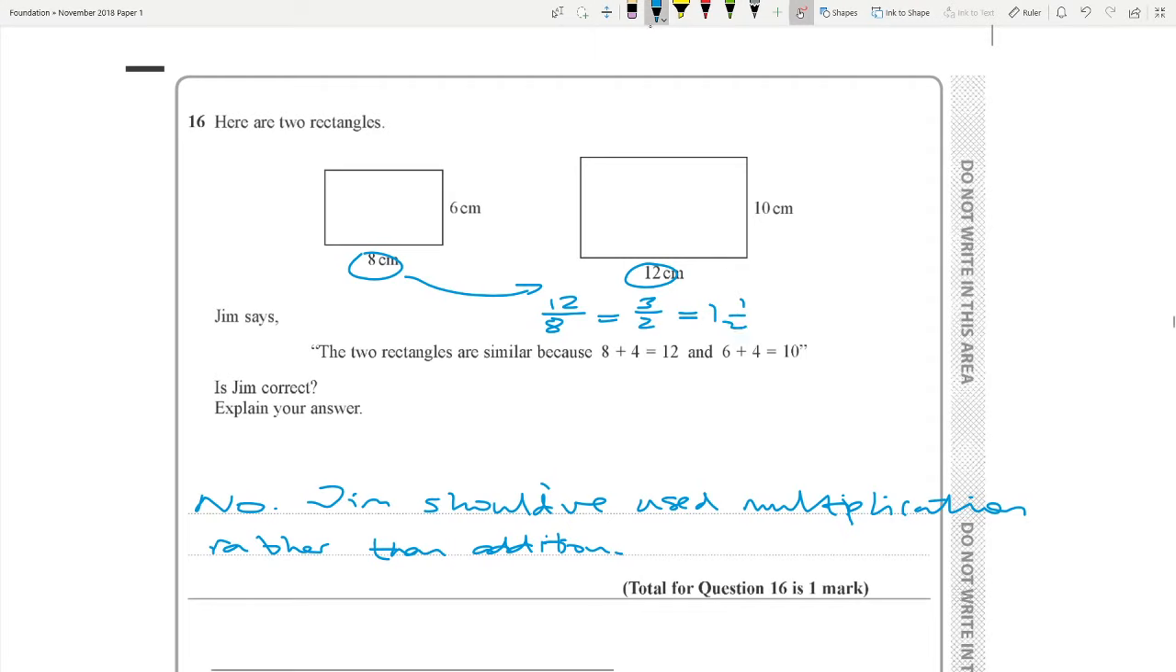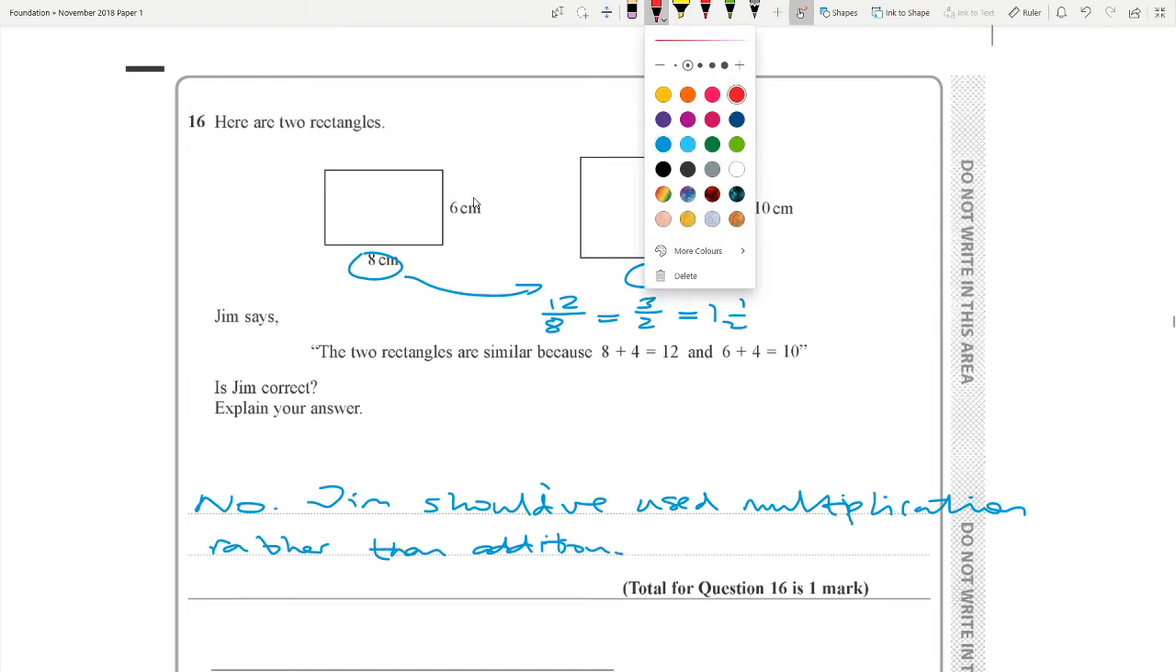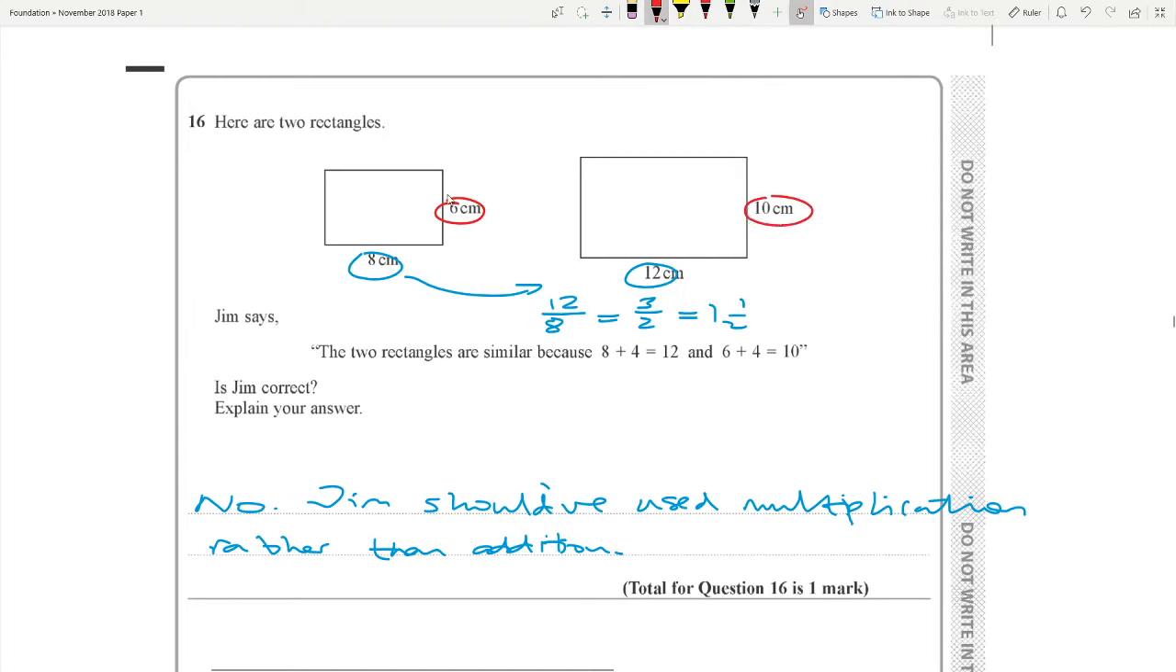But look at 6 and 10. What's the scale factor for 6 and 10? Well, what do you times 6 by to get to 10? Do the opposite again. So to get from 6 to 10, you can do 10 divided by 6, which cancels down. Divide both by 2, you get 5 thirds, which is 1 and 2 thirds, which is 1.666. Therefore, look, that's 1.666 and that's 1.5. They're not the same. The scale factor is not the same, so therefore the shape is not similar.